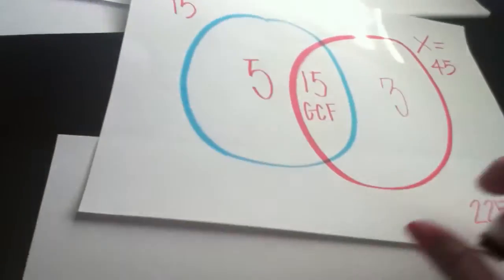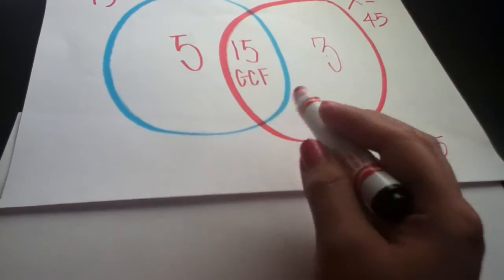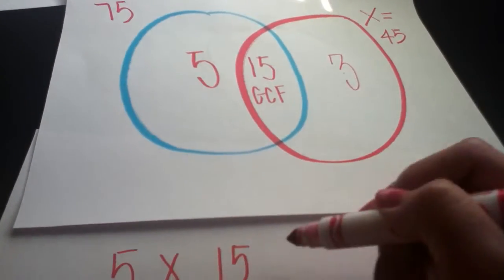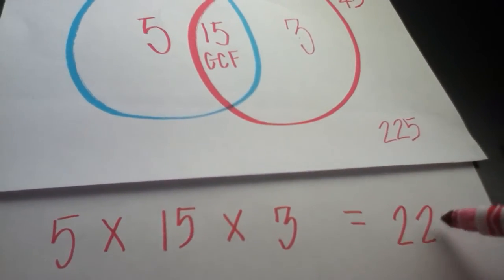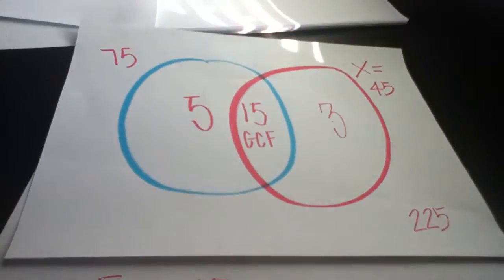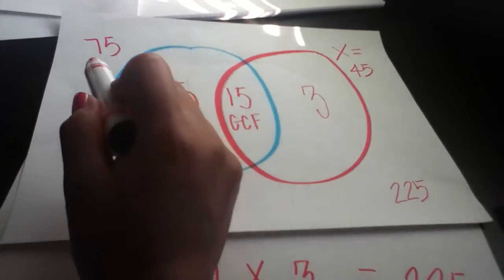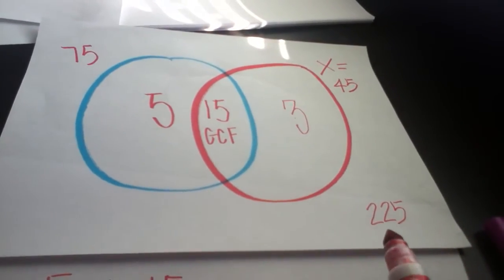And if we multiply 5 by 15 by 3, we are going to get that it is 225. But we're going to check it the other way. We're going to factor out 75 and 45 to see if we get 15 and 225.